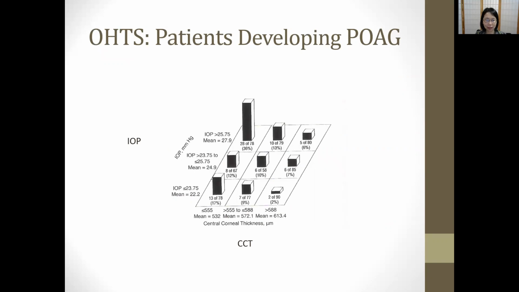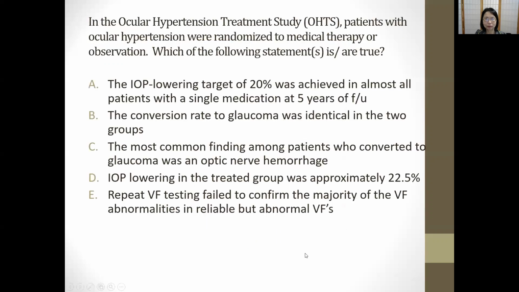And here is a diagram showing you the risks of, again, converting from ocular hypertension to POAG. You can see those with the highest risk have the highest pressure and the thinnest CCT. So both of these, IOP and CCT, are contributory.